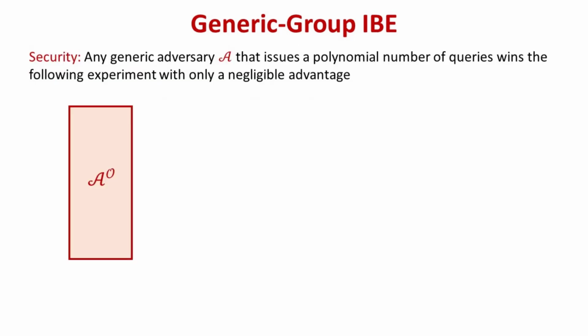In terms of security, as standard in the generic group model, we consider generic group adversaries that may issue a polynomial number of queries and are unbounded in terms of their additional internal computation. We ask that any such adversary wins the following experiment with only a negligible advantage. First, the adversary specifies a challenge ID star and a polynomial number k of additional identities, ID1 to IDK, for which the adversary will obtain corresponding identity secret keys.